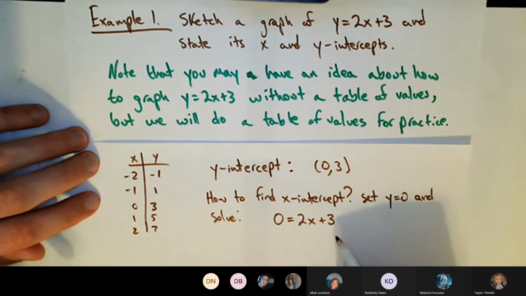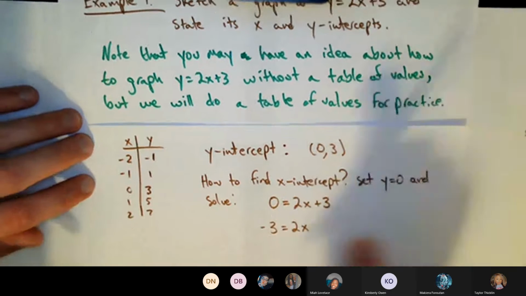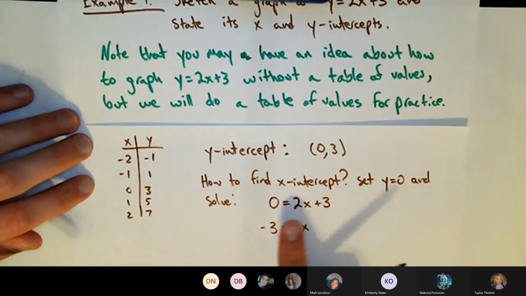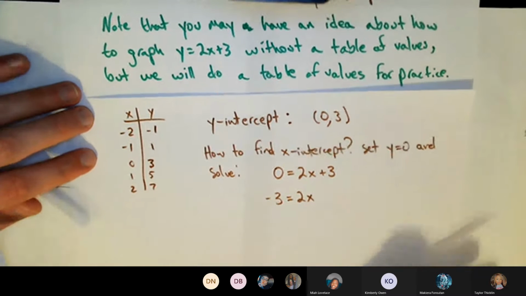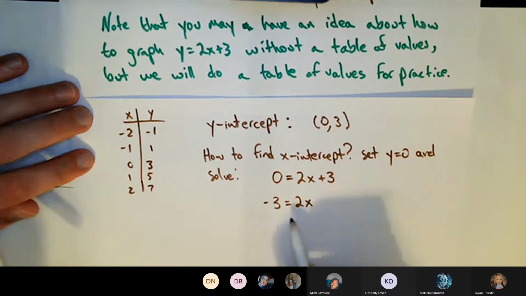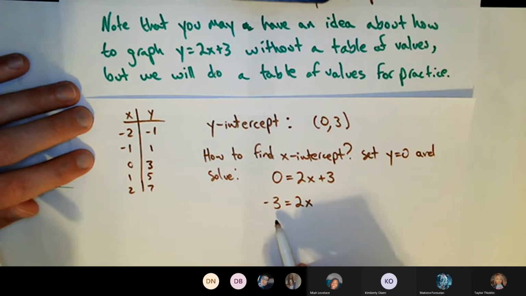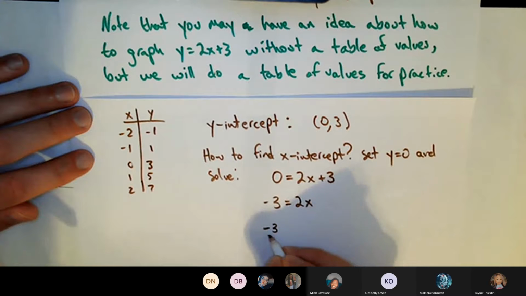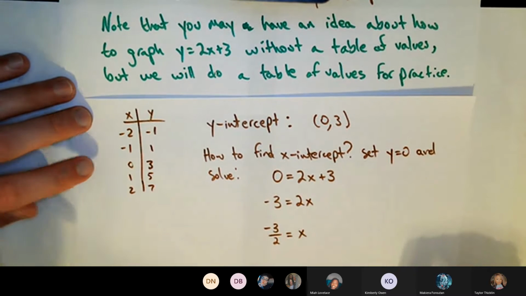So I'll subtract 3. Subtracting 3 on both sides gives me a negative 3 on that left-hand side. So I've got 0 equals 2x plus 3, and I'm subtracting 3 from both sides. And then I'm going to divide both sides by 2 to get rid of the 2 attached to the x by multiplication. The inverse operation of multiplication is division, right? So I'm going to divide by 2 on both sides, leaving me with negative 3 over 2 is equal to x. So I get a fractional number.